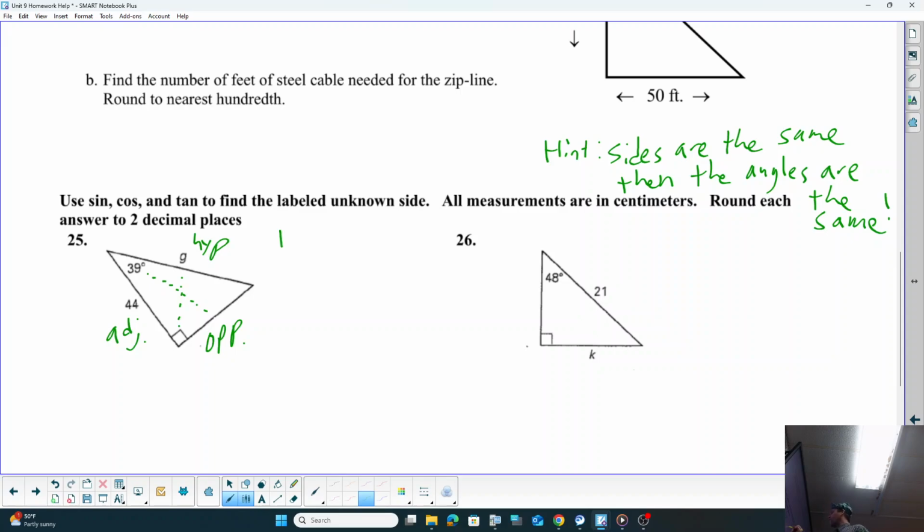So now here's the formula. The formula is going to be trig of the angle. So trig function of the angle is equal to some side over some side. That's the formula. Is it sine, cosine, tangent for your trig? It's going to be one of them.